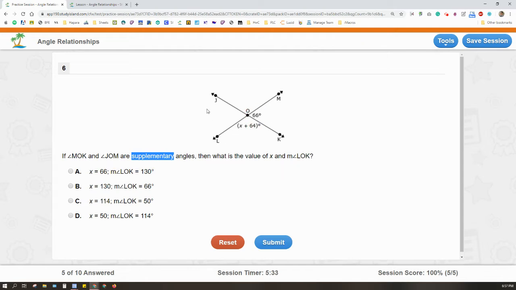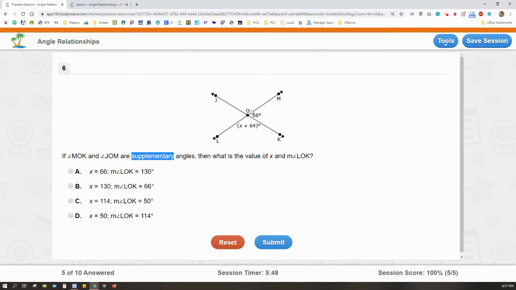And JOM. JOM, there's no label there. But 66 plus that one is 180. Then what is the value of X and the measure of LOK?